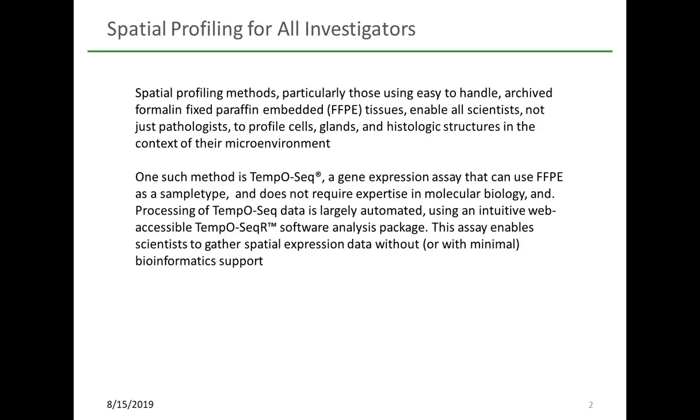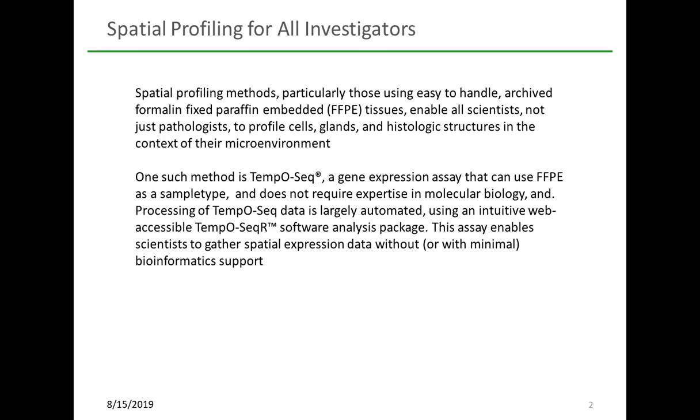One of the aspects of spatial profiling in general is that it's particularly important in that people can use fixed tissue, and you don't have to be a pathologist or a molecular biologist in many cases to carry out assays in which you can profile cells, glands, or histologic structures of interest within the context of their microenvironment. And that's what's meant by this term spatial transcriptomics, or as I will be talking about it, spatial profiling most of the time.